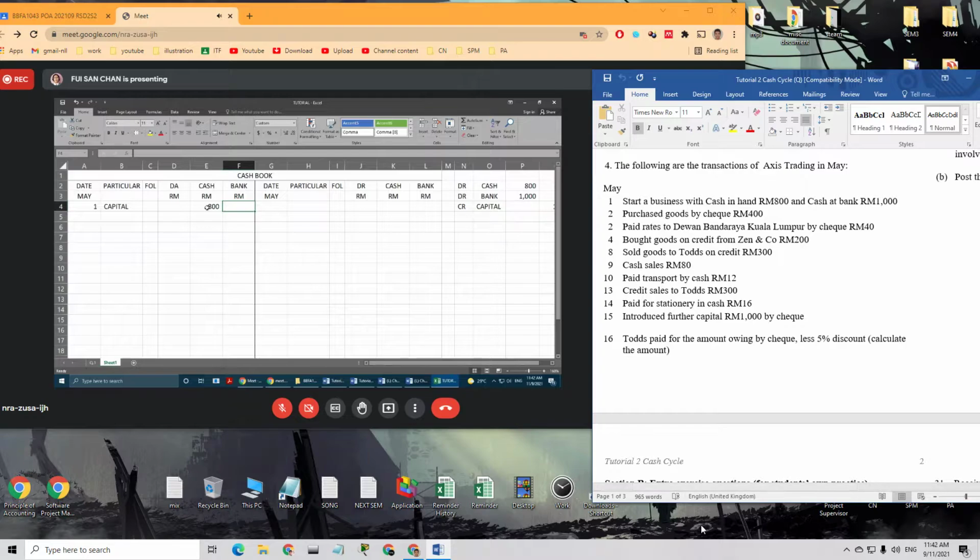So meaning, the capital is actually banked into the bank 1,000 and then the cash is actually kept in the office. So you're telling people that I received cash 800 and I banked into the bank account 1,000 and this is actually the capital. Okay, makes sense? So this is how you read your cash book. Okay, so this is May 1st, done. How about number two?